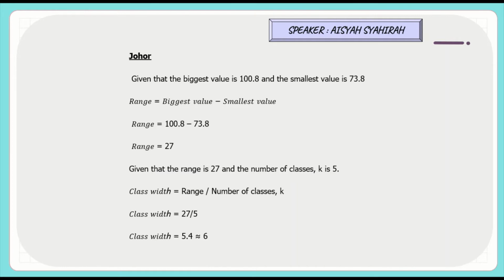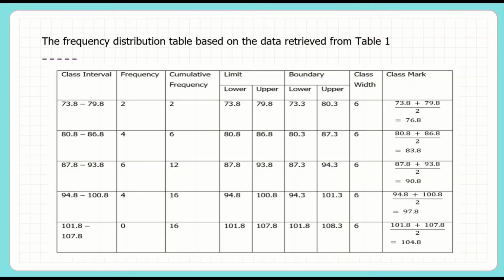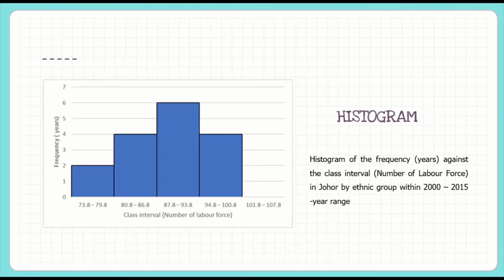All the calculated and obtained values are then used to fill in a frequency distribution table as shown in this slide. Thus, Table 1.1, the frequency distribution table based on the retrieved data from Table 1, is the answer to question 2b. The frequency distribution table consists of class interval, frequency, cumulative frequency, lower and upper limit, lower and upper boundary, class width, and lastly, class mark. For the next slide, I will discuss problem 1, question 2c.